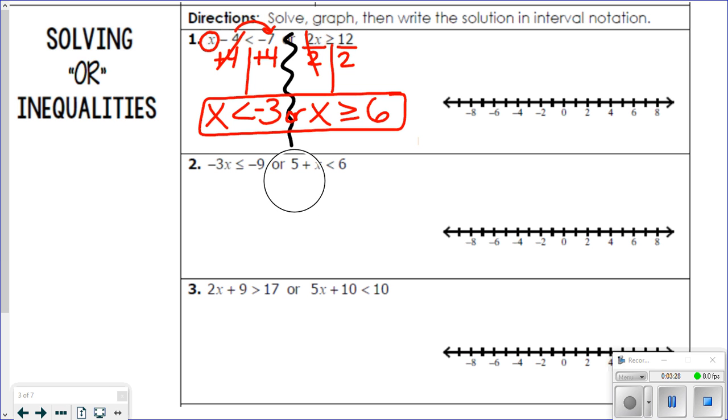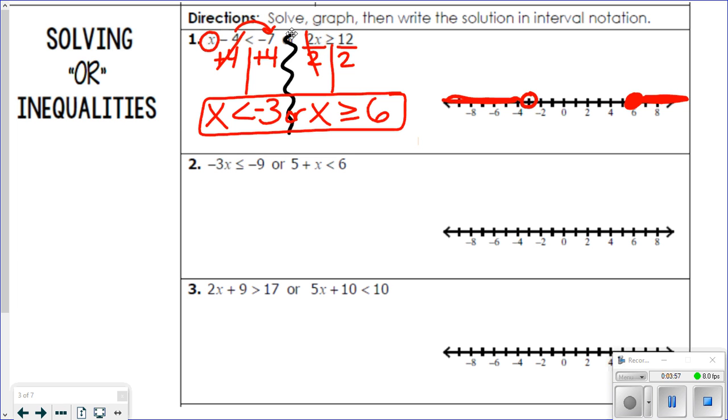So then we can graph this answer. So x is less than -3, so we're going to put an open circle at -3. Less than shades to the left. X is greater than or equal, so close your circle, to 6. Greater than goes to the right. And we're done with that question.